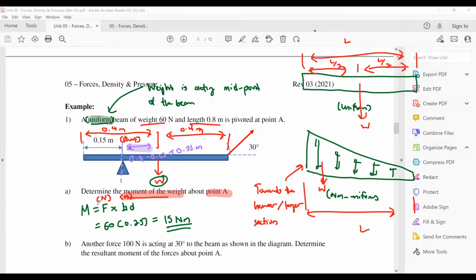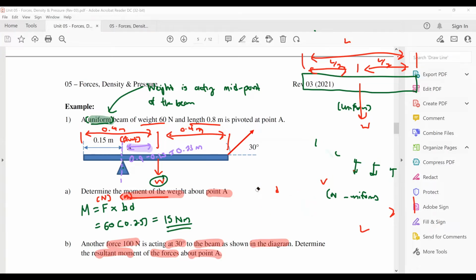Now then after that, the question mentioned to you in part B, another force of 100 Newton is acting at 30 degrees to the beam as shown in the diagram. Determine the resultant moment of the forces about point A. Okay, so I'm just going to clean out some of the things here. I'll erase the non-relevant parts. The 100 Newton force is the force that you see here at 30 degrees.